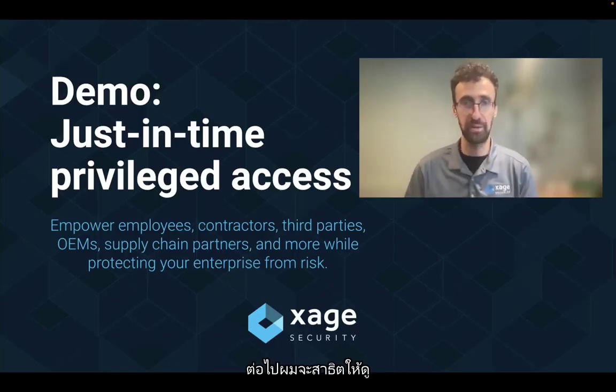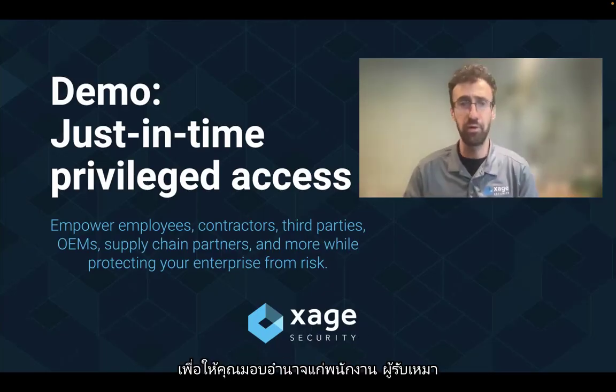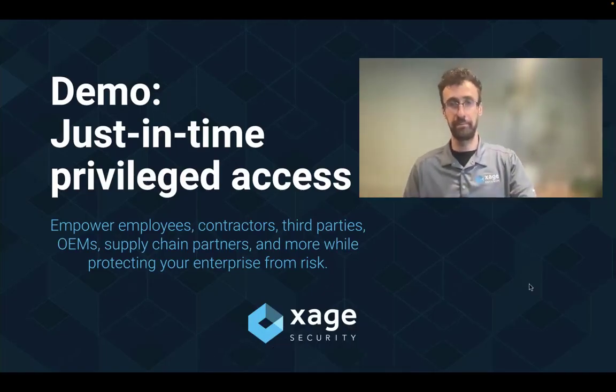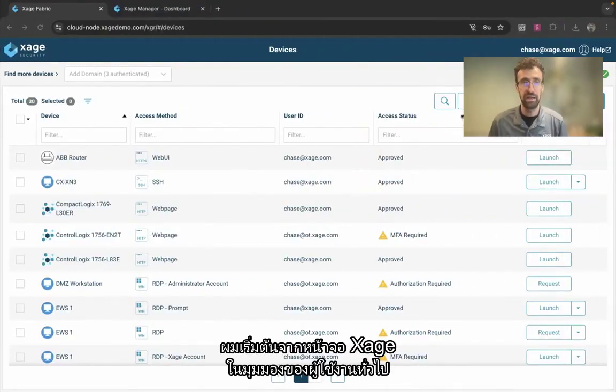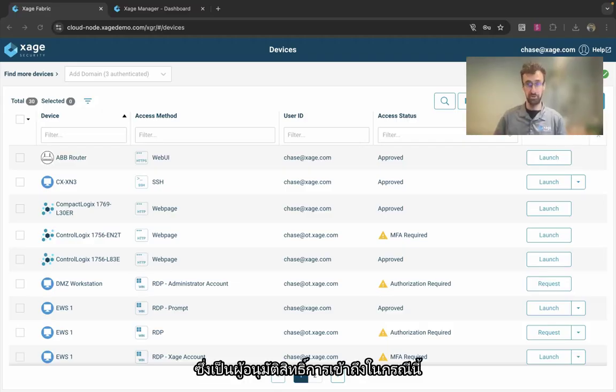So I'm going to give a demo of how Zage Security enables just-in-time privileged access to let you empower employees, contractors, third parties, OEMs, supply chain partners, and more while protecting your enterprise from risk. I'm starting out here in the Zage interface as an end user, and I'm going to be playing the role of both the end user and the manager administrator granting the privileged access in this context.